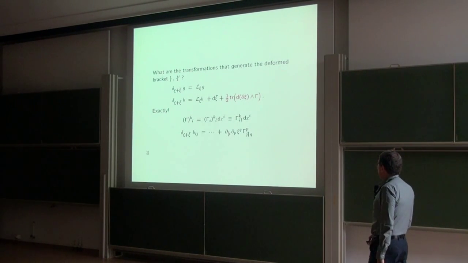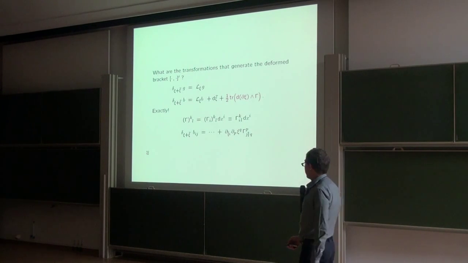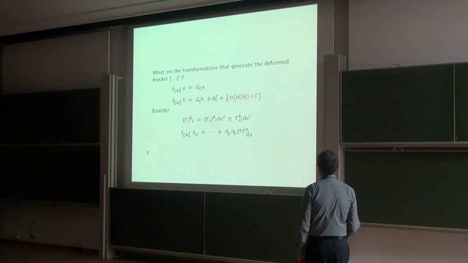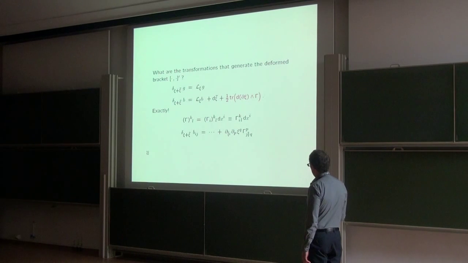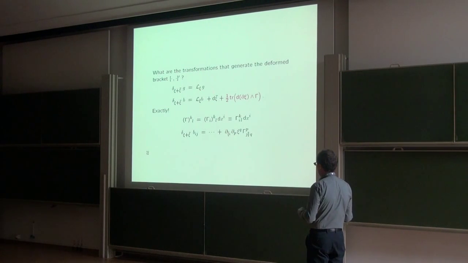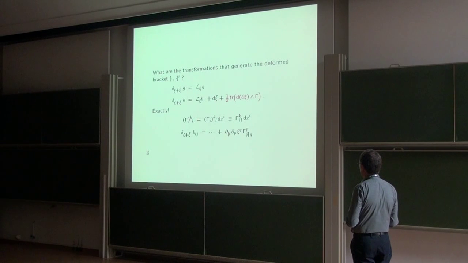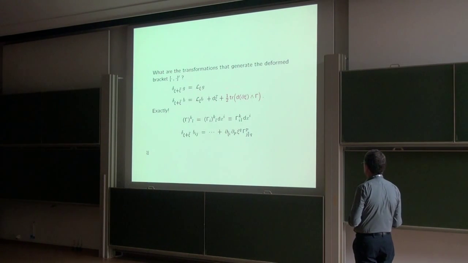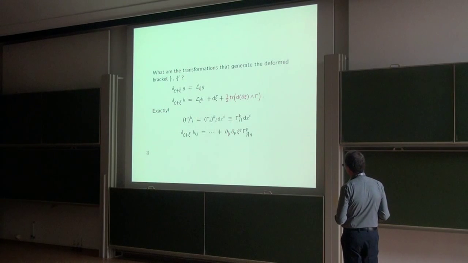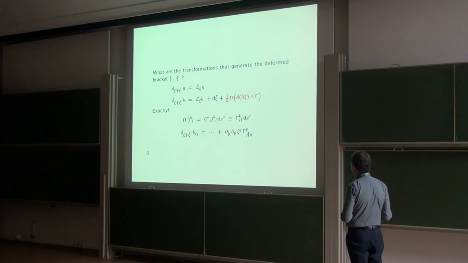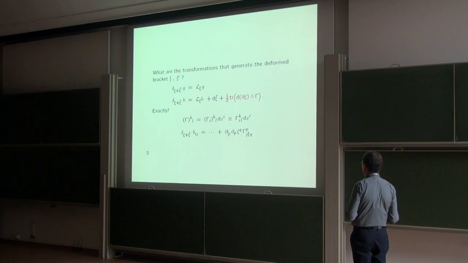So you could ask, what are the gauge transformations that generate the deformed bracket? So remember that these transformations that we have here generated the Courant bracket. So you could ask, now that you have a deformed version of the Courant bracket, what extra term should be in here? And this is the higher derivative term that you must put. You must put something that transforms as a 2 form, so this thing must be a 2 form.